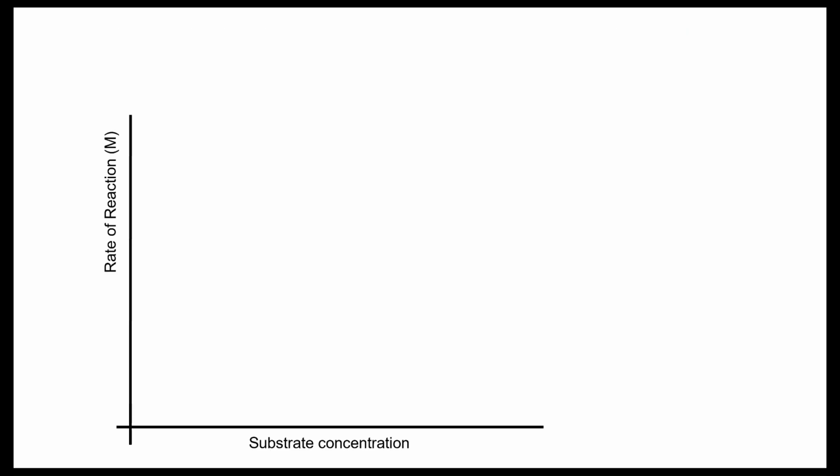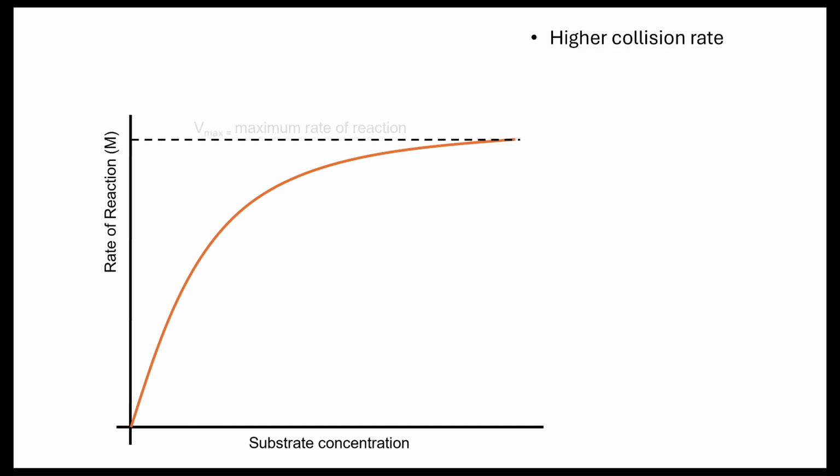So what we have to understand then is, when we look at the rate of reaction, if we increase the substrate concentration, we're going to have a higher collision rate, until we reach what's known as the maximum rate of reaction, or Vmax. This is where on a graph you will see it start to plateau.